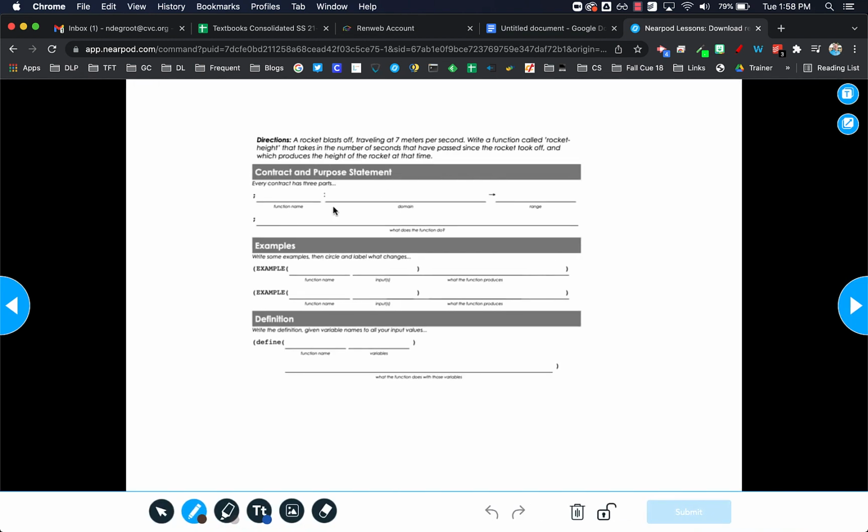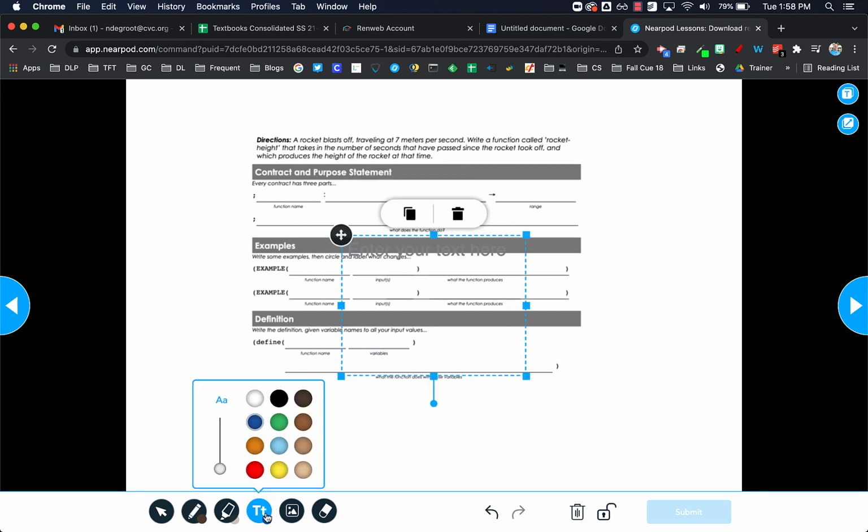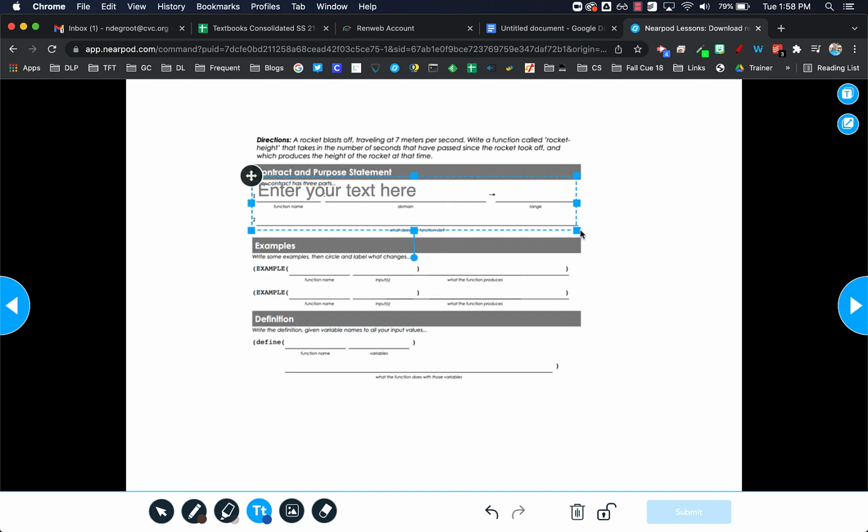So as we are writing our stuff right here, I'll go ahead and put this guy up here. It's called rocket height. It takes in a number and gives us back a number.